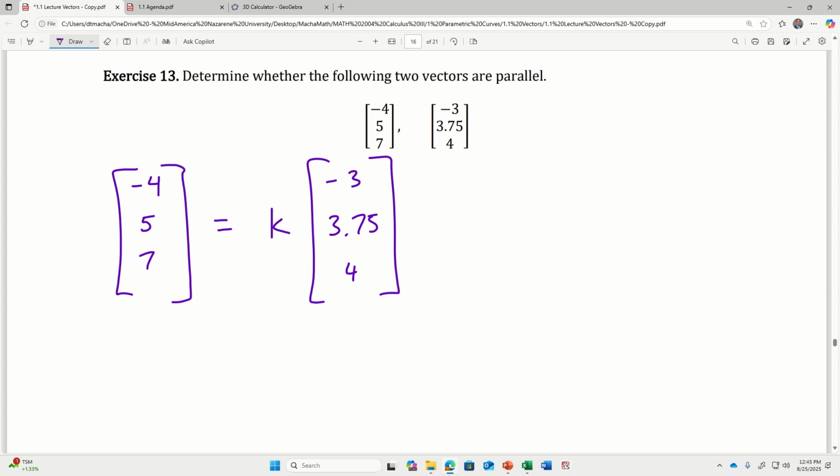Why not, Matt? So for the first two, you can multiply, like if k is set to equal, I think, 4/3, then that works for the top two, but for the bottom one, 4 times 4/3 doesn't equal 7. Perfect. Yep. If I look at the top entries, k has to be 4/3. But if I look at the bottom entries, 7 is not equal to 4/3 times 4. So there's no value of k that makes it work.